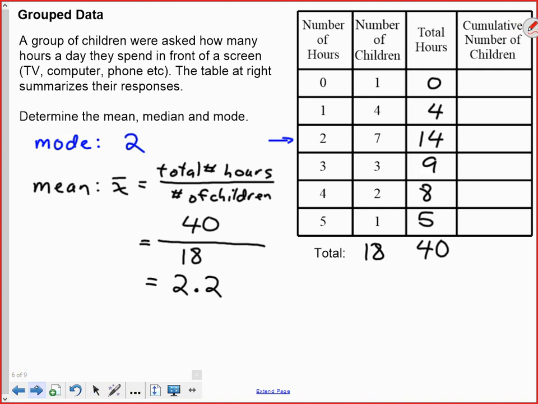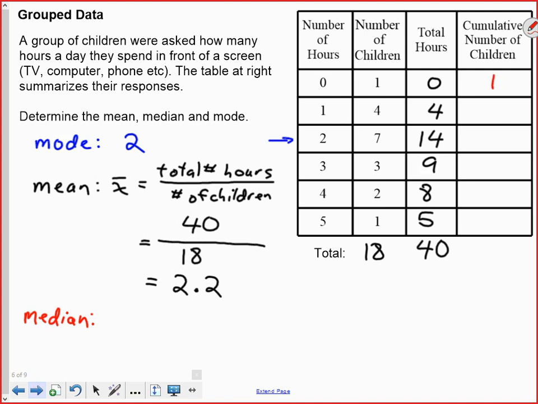What about the median? Well, the median would be the middle value if we were to take all of these numbers and write them out one after each other. So to help us figure out the median, what we're going to do is fill in this last column that we've made over here called the cumulative number of children. And we're just going to take the number of children in each row and keep adding it up to get a sort of running total.